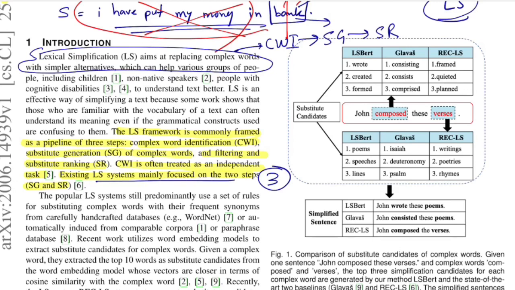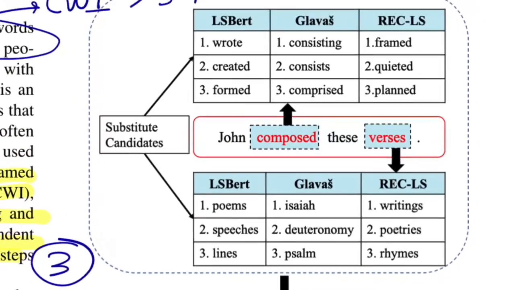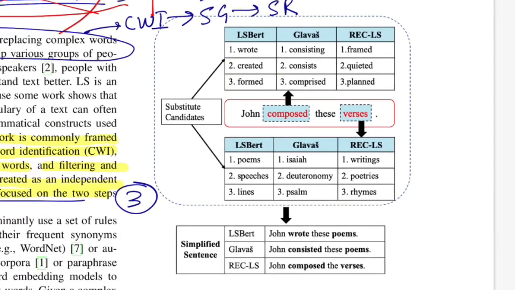And then they mention the existing systems which are present today don't go about doing a complex word identification task and just focus on the generation and the ranking step. Okay. So if we focus on this figure, we see if the sentence was "John composed these verses", the model identified the words composed and verses as the complex words that need to be simplified.